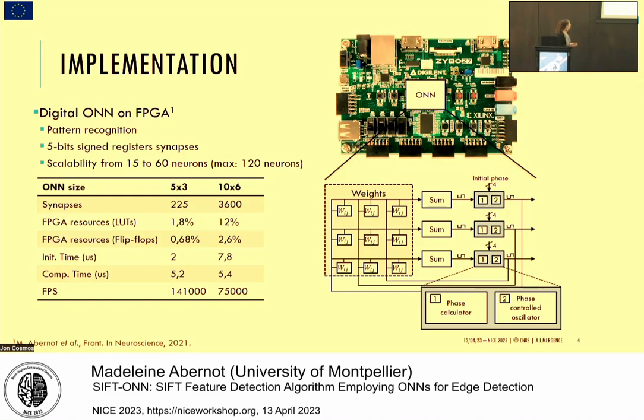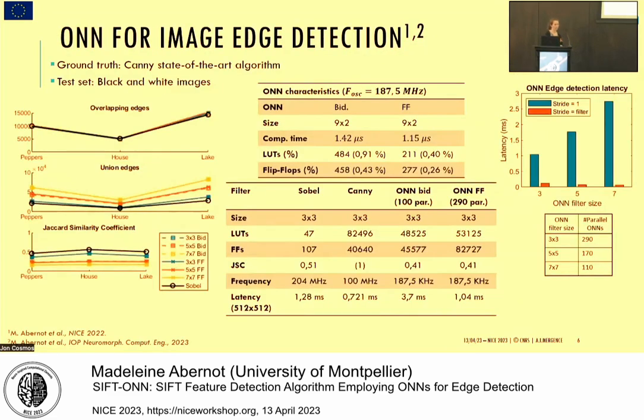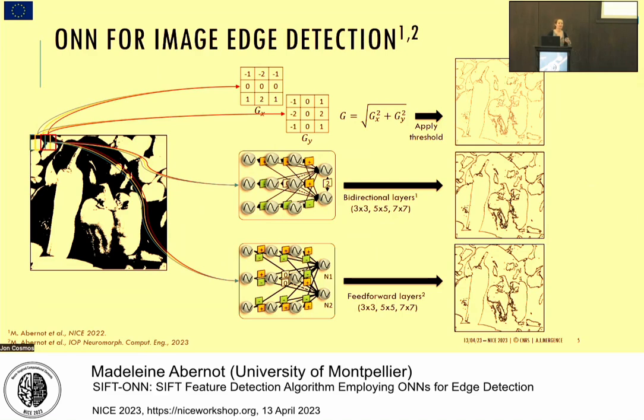If we want to scale the network up from 15 neurons to 60 neurons, the number of resources required and the number of synapses increases a lot. So we are really exploring how to go beyond this. One solution we found is to look more into conventional artificial intelligence with layered architecture. We started with two layers, and we were able to replace convolutional filters with a 2-layer ONN to perform image edge detection.